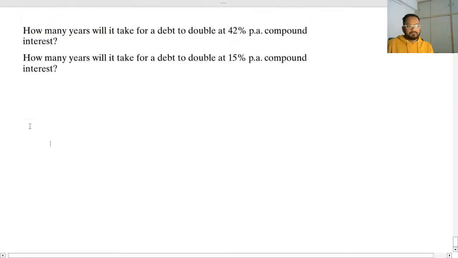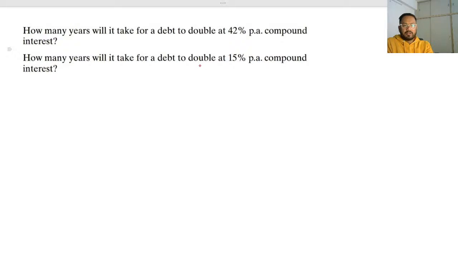Okay, so this is the question. Now here, how many years will it take for a debt to double, right? So T is not given. Amount is 2x, principal is x. I'm writing it as amount is 2x, right? Now principal, time, amount, and rate is 15%. Done.